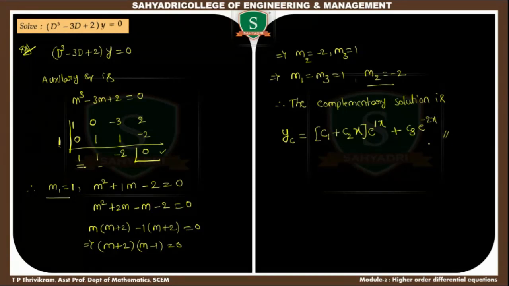Getting how to write the solution? When you get equal roots, you have to write C1 plus C2 x. How many times it has repeated, that many times you have to write, into e power that root into x, plus C3 into the distinct root, e power that distinct root. Fine. Getting? Yes, sir.